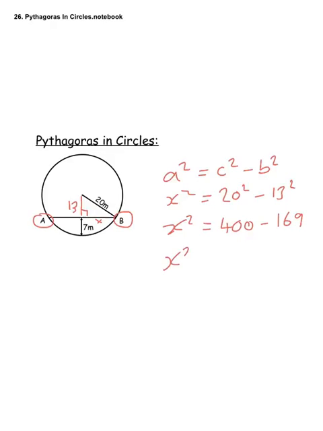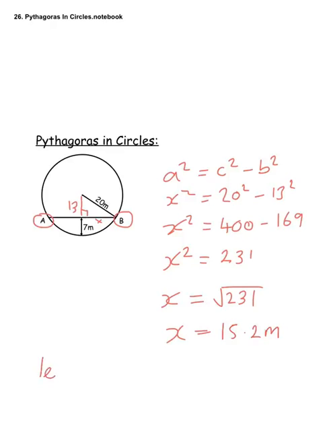If we subtract one from the other, we get x squared on its own is 231, and x is going to be the square root of 231. That, if you've got a calculator, is 15.2 meters. We need to remember though that that's not the final answer.